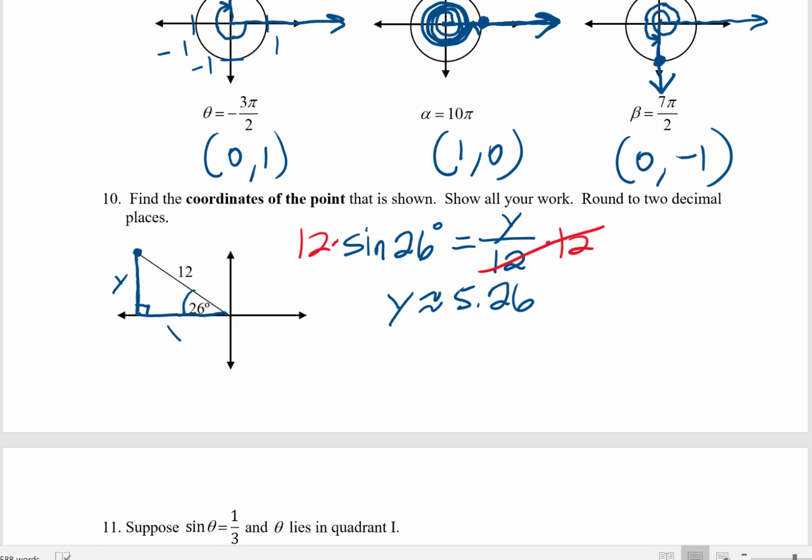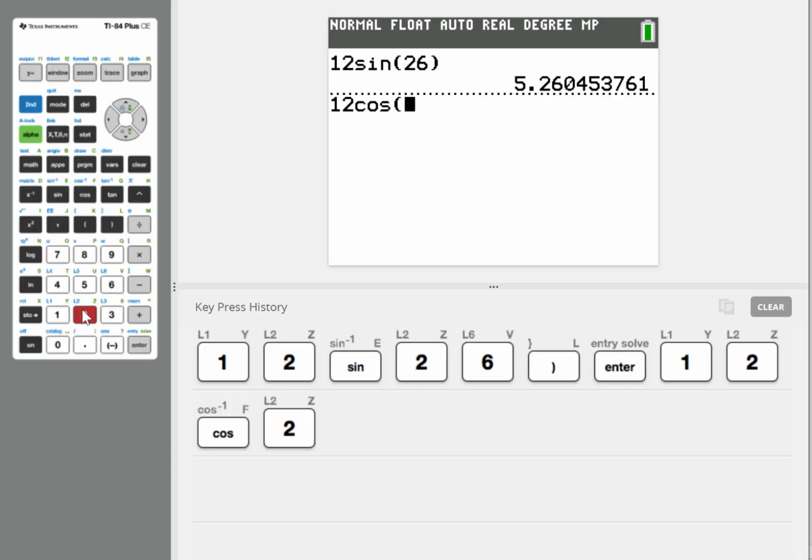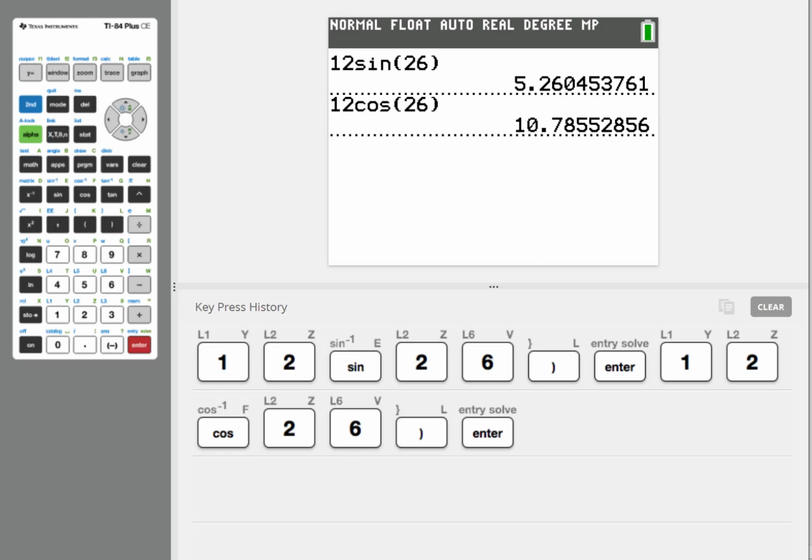How about this distance here? Well, I just need to pick a different trig ratio. Now I'm going to link up the adjacent leg in that right triangle with the hypotenuse. That would be the cosine function. So I'll say cosine 26 degrees is equal to adjacent over hypotenuse. Once again, multiply both sides by 12. You've got that x by itself. I'll go to the calculator. 12 cosine 26 degrees is about 10.79.